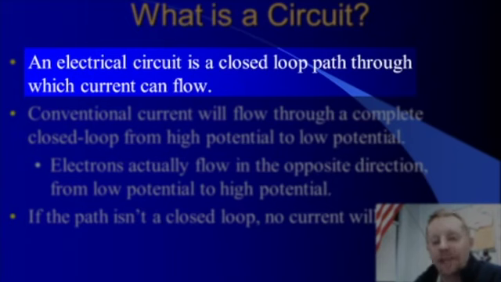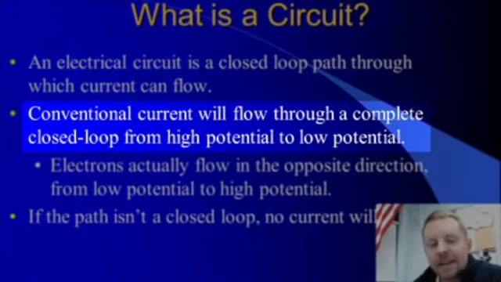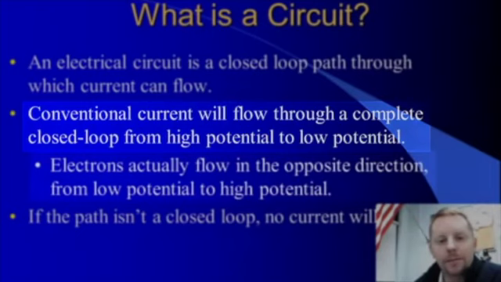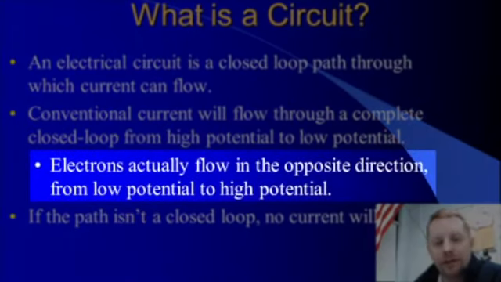If it's an open path, no current flows. Conventional current, what we call positive current, flows from high potential to low potential through a closed loop, which means that electron current flows in the opposite direction. The actual electrons flowing in a circuit go from low potential to high potential. Now again, if the path isn't a closed loop, no current will flow. If there's not a complete path around the circuit, nothing moves anywhere in the circuit. It's got to be closed for anything to move.